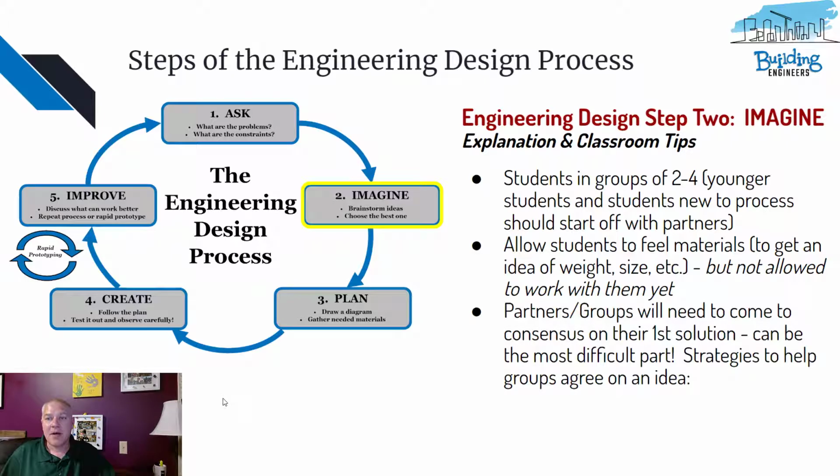Another piece to really think about here is that they have to come to consensus on their first solution. So this can often be the most difficult part when students first do this, is when they're brainstorming as a group, they have to come to consensus on their first try, their first attempt. And so some strategies that can help, obviously, if you've done rock, paper, scissors, to kind of choose between ideas within the group.